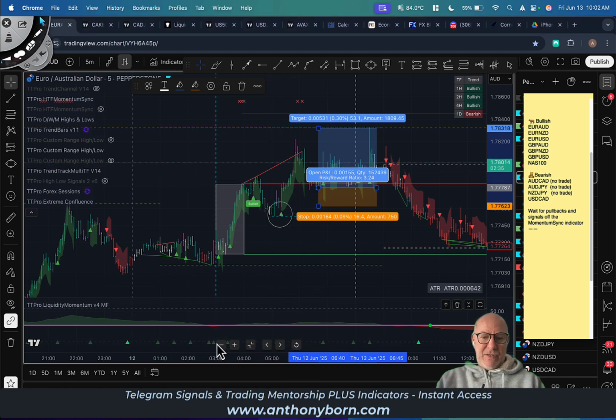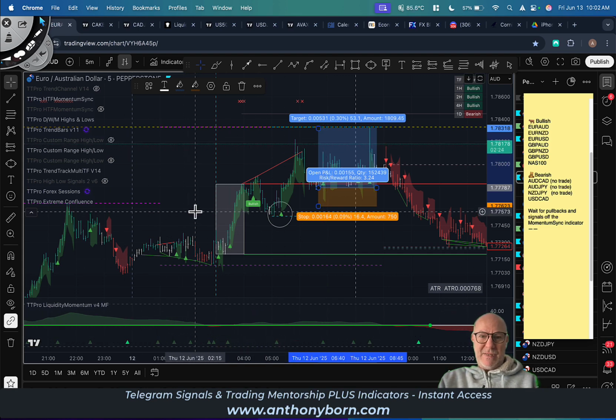This is a really new indicator as well. My developers just finished developing it. So we really want this indicator down here. Look, it's so easy to set these signals.